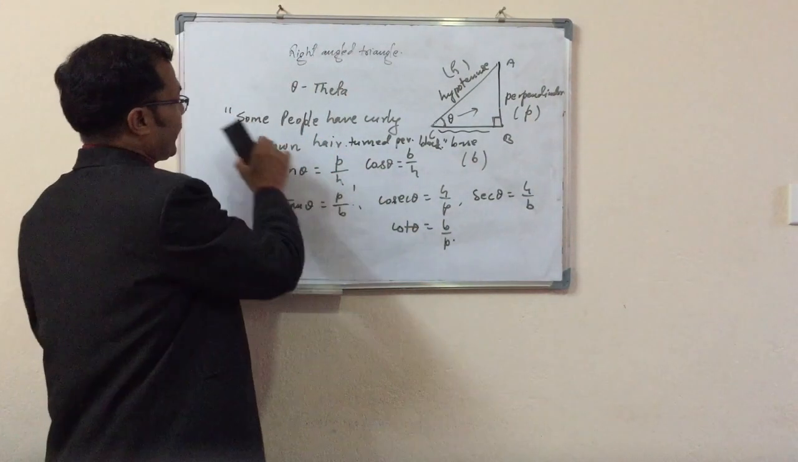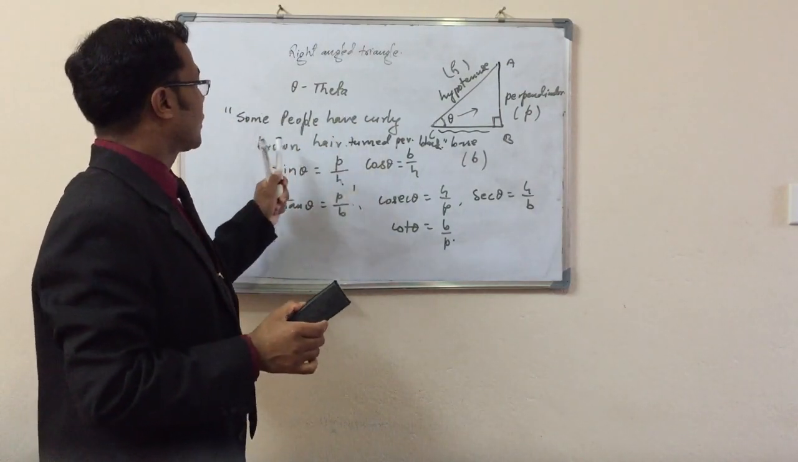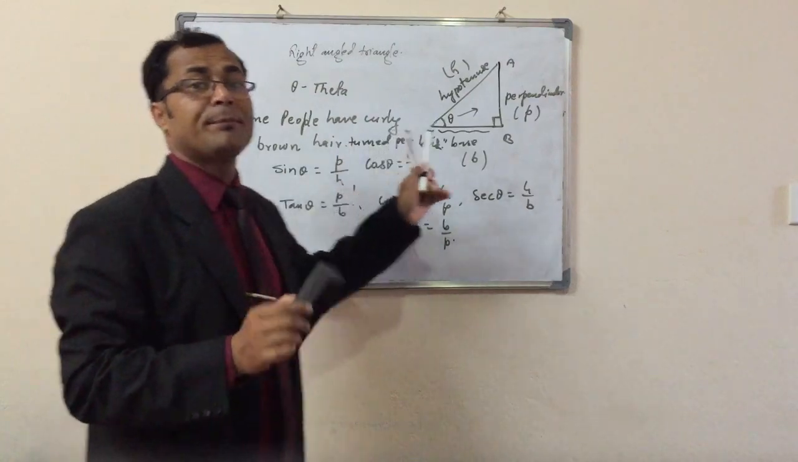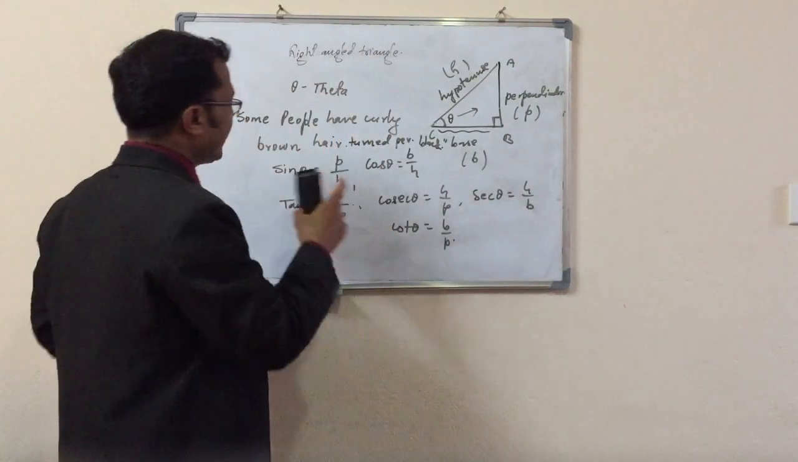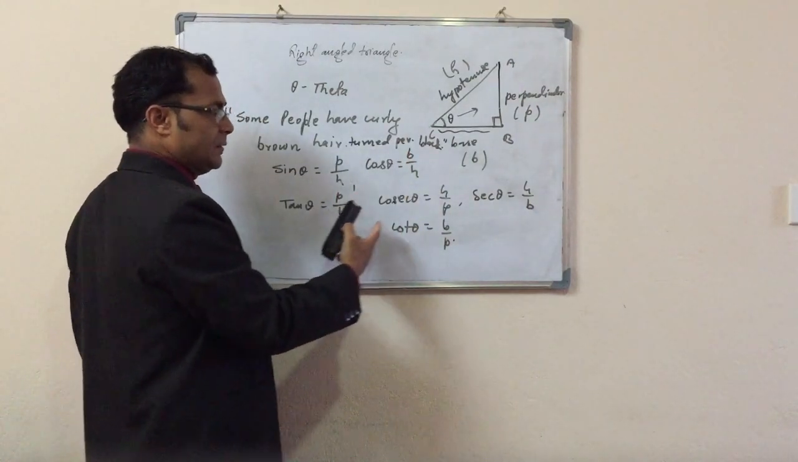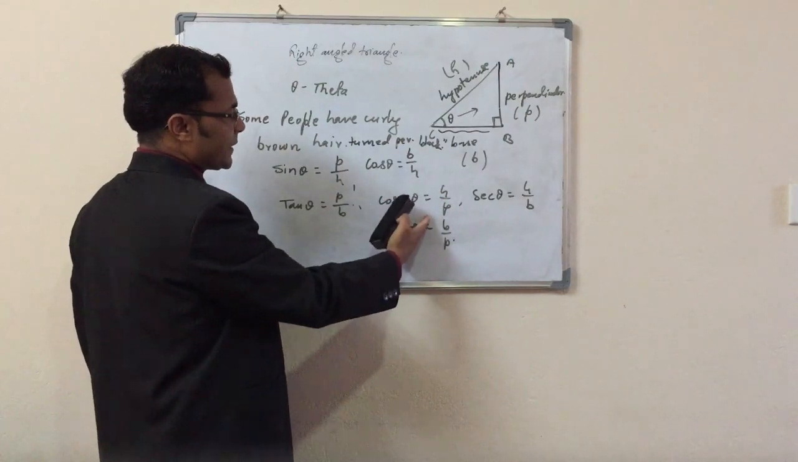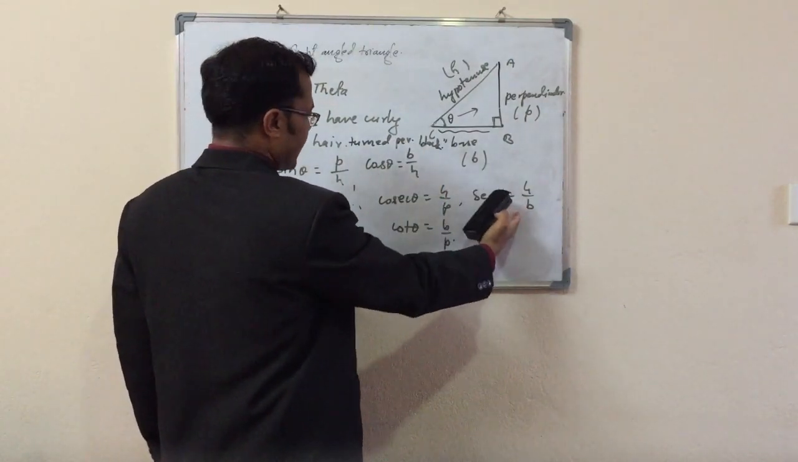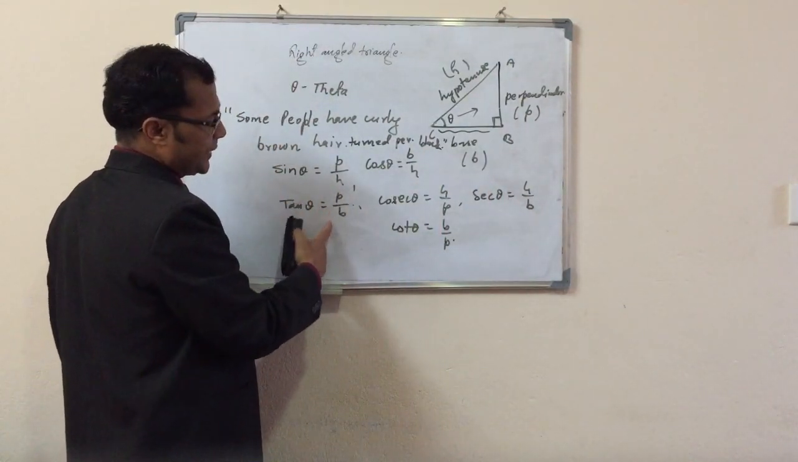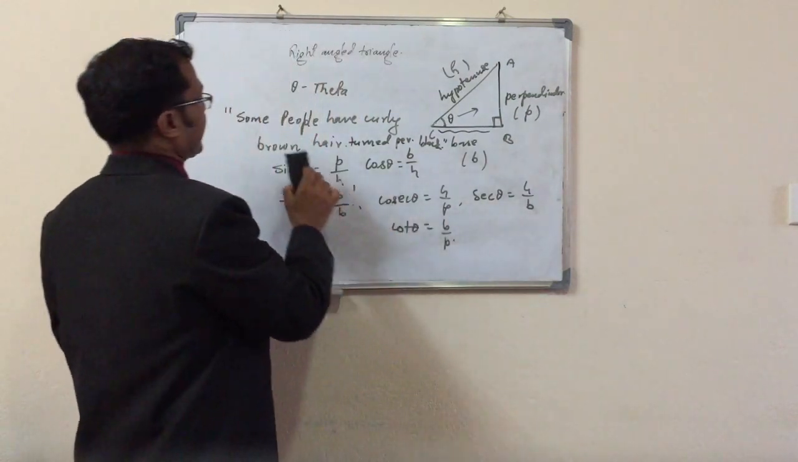All right. So I hope you got the idea. Once again, don't forget: some people have curly brown hair, turn permanently black. That means sin θ = p by s, cos θ = b by s, tan θ = p by b. Then if you reverse these: s by p is cosec θ, s by b is sec θ, b by p is cot θ. So keep it in mind.